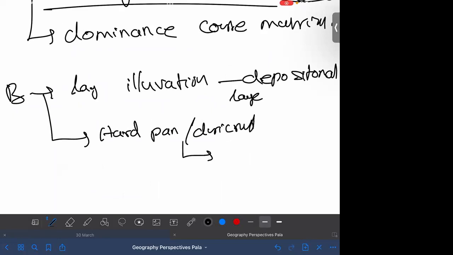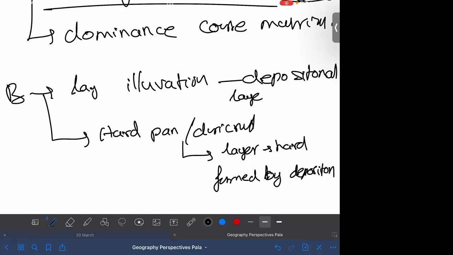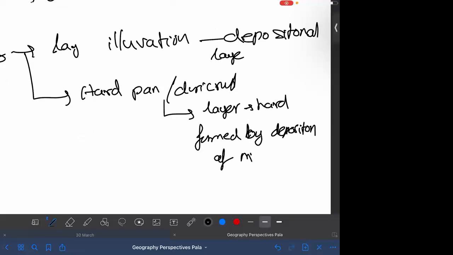Now these are hard layers formed by deposition of minerals. Okay, so correct, minerals transporting.